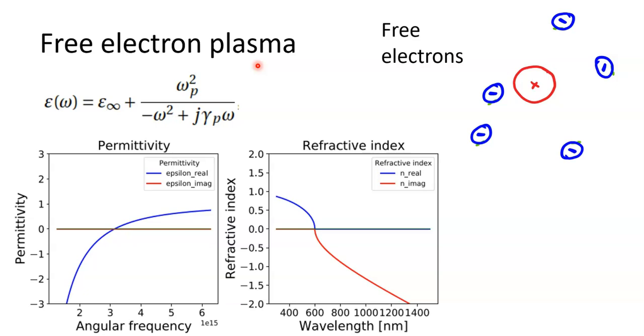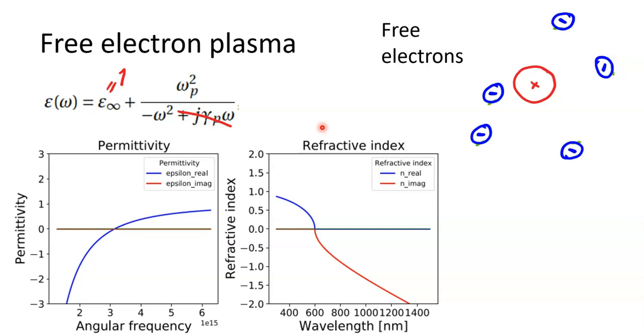If carriers have no damping, for example in dilute ionized gas such as in plasma, we have a model for free electron plasma. In this model, damping is completely neglected, since there is only few collisions of the free electrons with the nucleus due to dilute material. In this case, imaginary part of permittivity is completely absent, but it is negative below plasma resonance frequency.